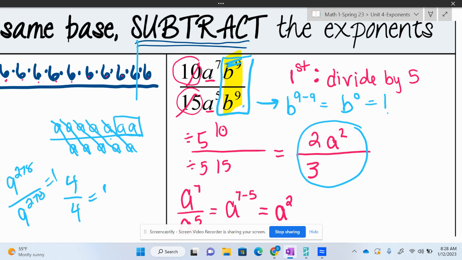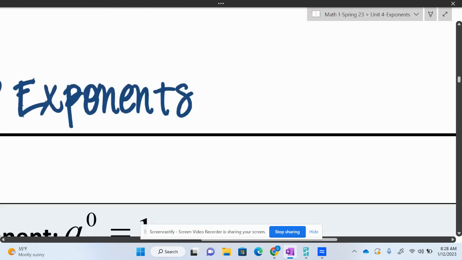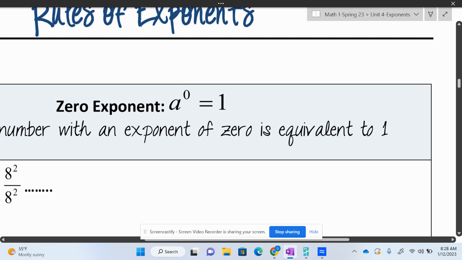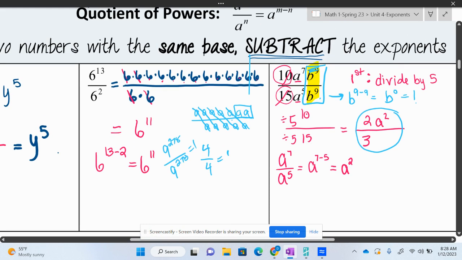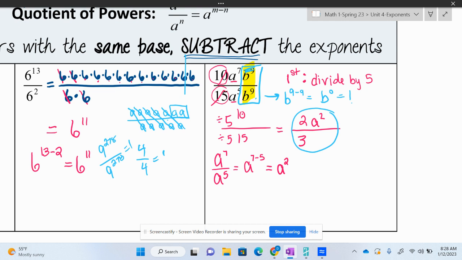What do you think about that? Okay, we're going to do 2 more examples. The first one is anything to the 0 power. The first rule that we're going to talk about is 0 as an exponent. 0 is the best exponent.